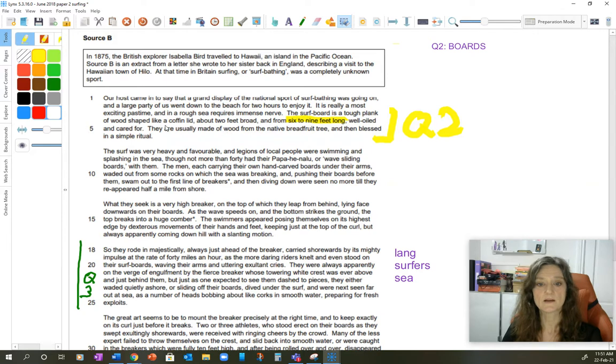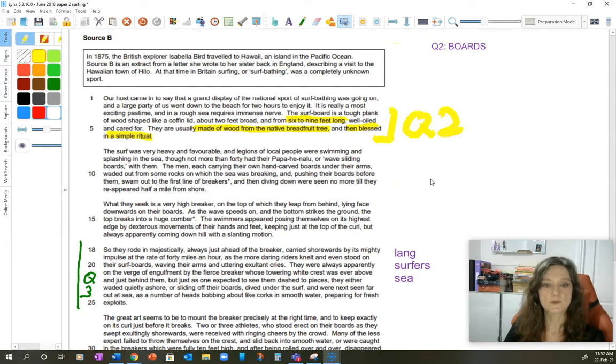I think that's a similarity. Made of wood from the native breadfruit tree. That's going to be a difference, isn't it? Because they use different types of wood in source A, and then these ones are blessed. Okay, so here it seems to be quite a religious thing. So that's quite a difference as well. All right, so straight away, I've only read a tiny little bit, and I'm beginning to get quite a good answer to question 2 together in my head at this point.